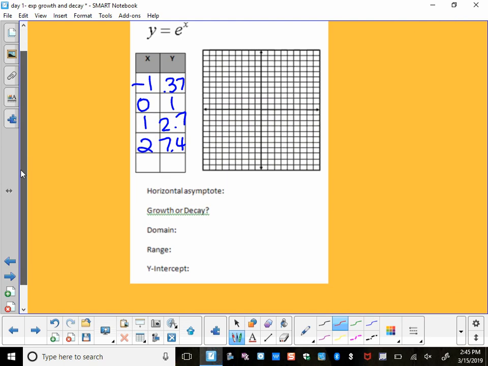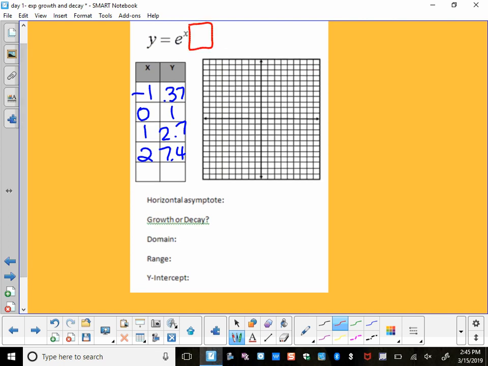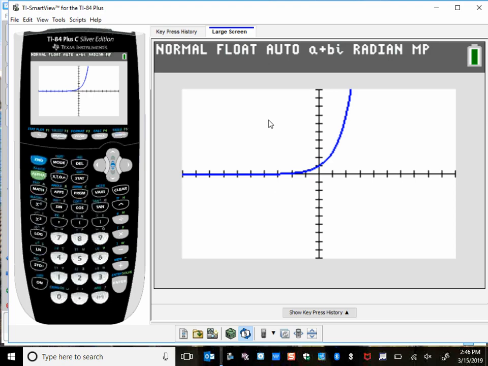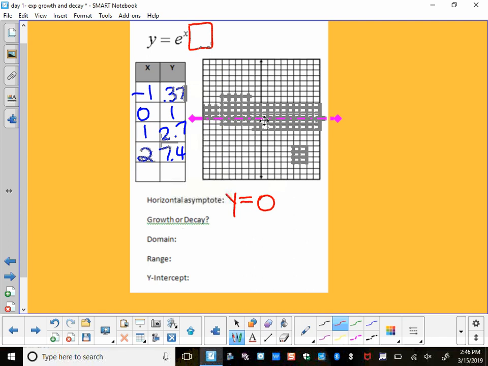So, your horizontal asymptote. If you look at your equation, is there anything back here? No, so y equals 0. Draw your dotted line for your horizontal asymptote. My points are not going to be exact. Let me pull up my graph. All right, that's what it looks like. So I have to go through 0, 1. Our graph looks something like that, right?